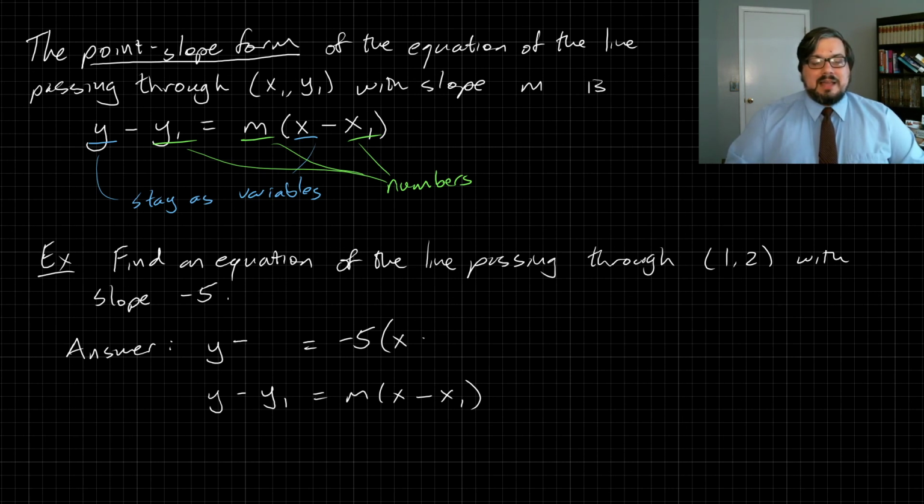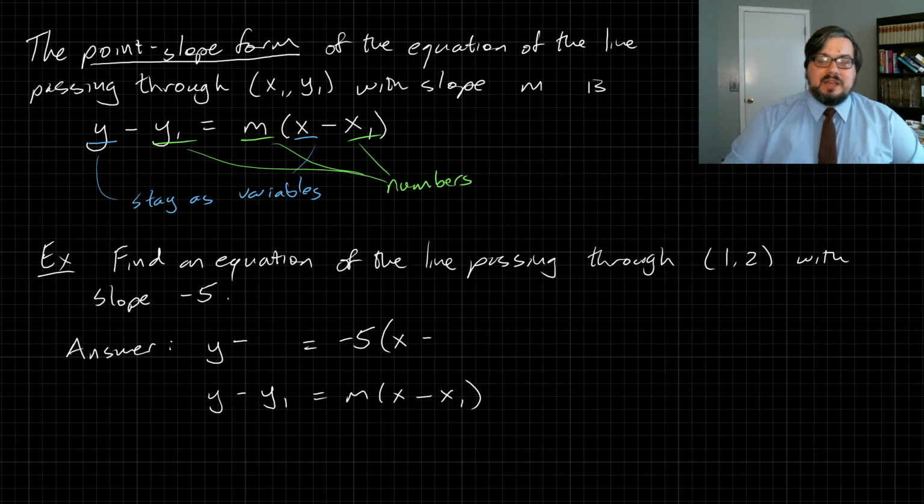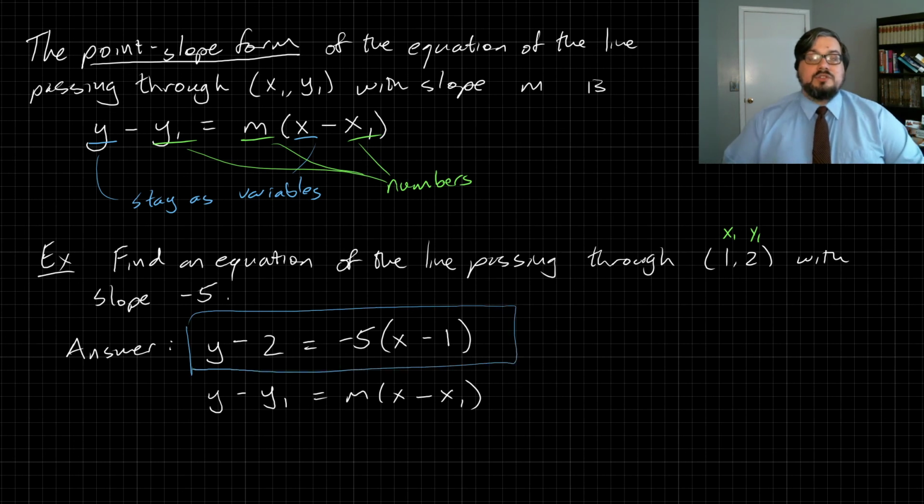Now, the y minus and x minus stay as just y minus and x minus. They don't get replaced with anything. The x1 and the y1 are the coordinates of some point that the line passes through. So we know that our line passes through the point 1, 2. So that means that x1 is 1 and y1 is 2. So this gives us the point-slope form of this line.